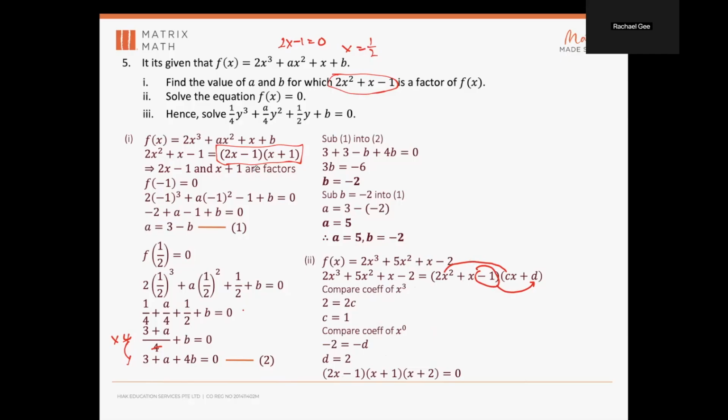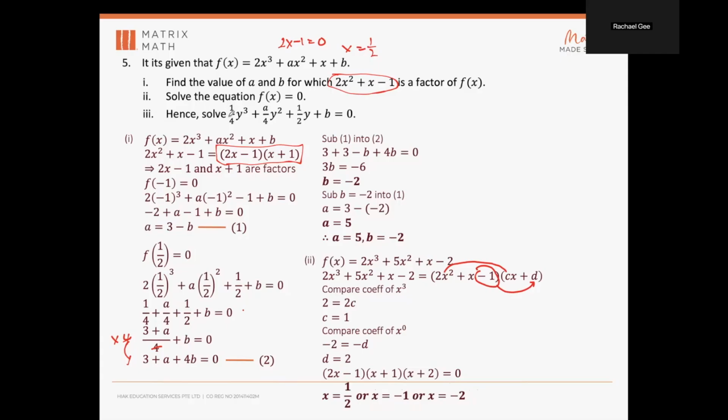This part here, previously we already factorized into this over here. So we put it back into here, and then the one that we found just now, so c is 1, d is 2, so you have x plus 2. Now that it's fully factorized, you can solve. So x equals to half, or x equals to -1, or x equals to -2.